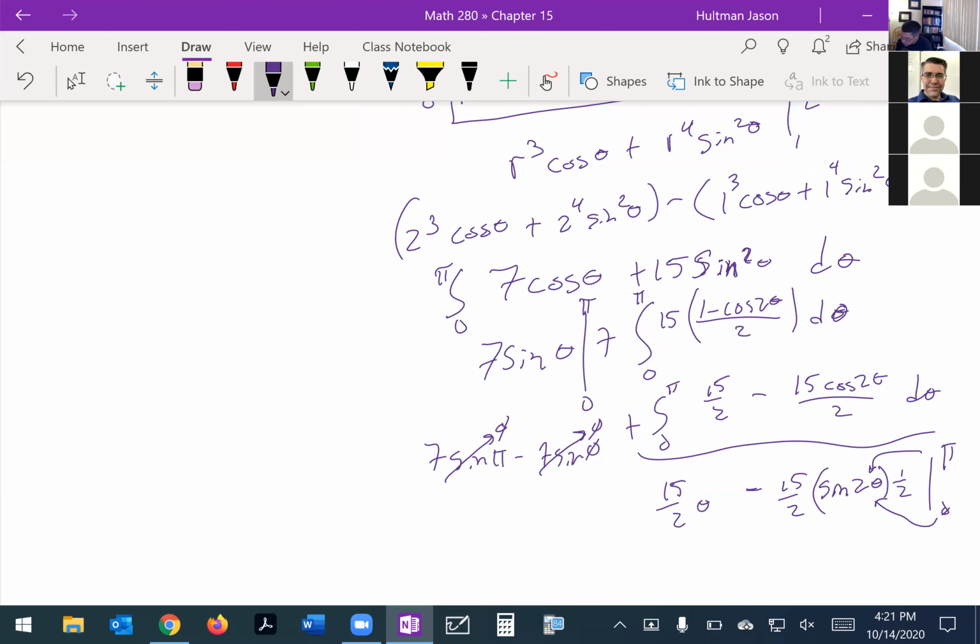So this term does not survive. That term just goes away. What about 15 halves times pi minus 15 halves times 0? Well, it's 15 halves times 0. That's just 0. So the only thing that survives here is 15 pi over 2. That's it, and that's the answer. That's the answer to the volume under that region.